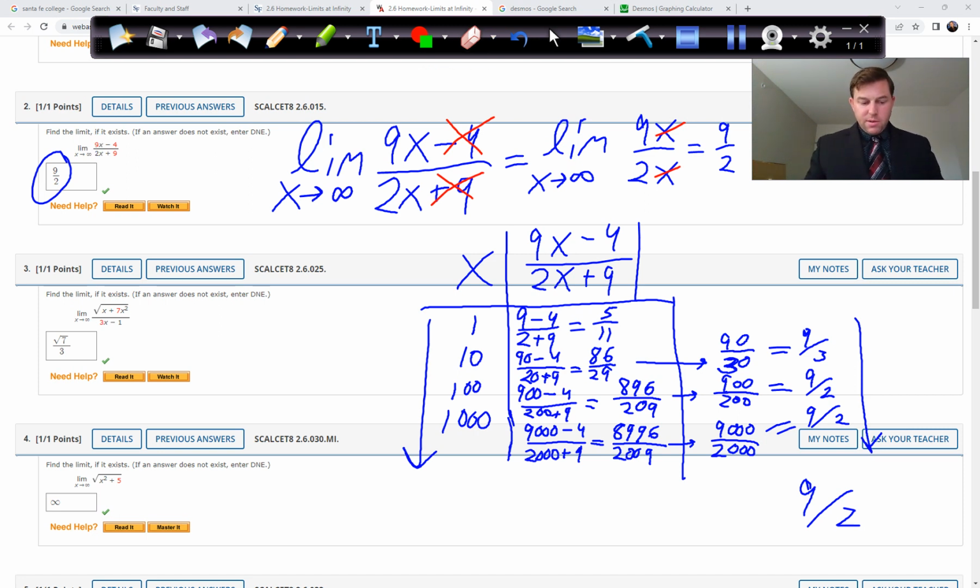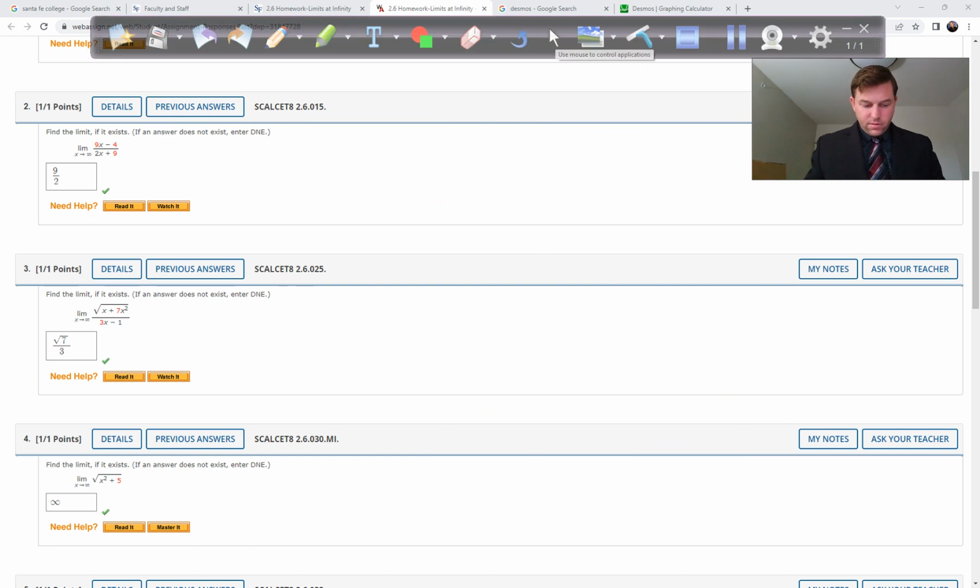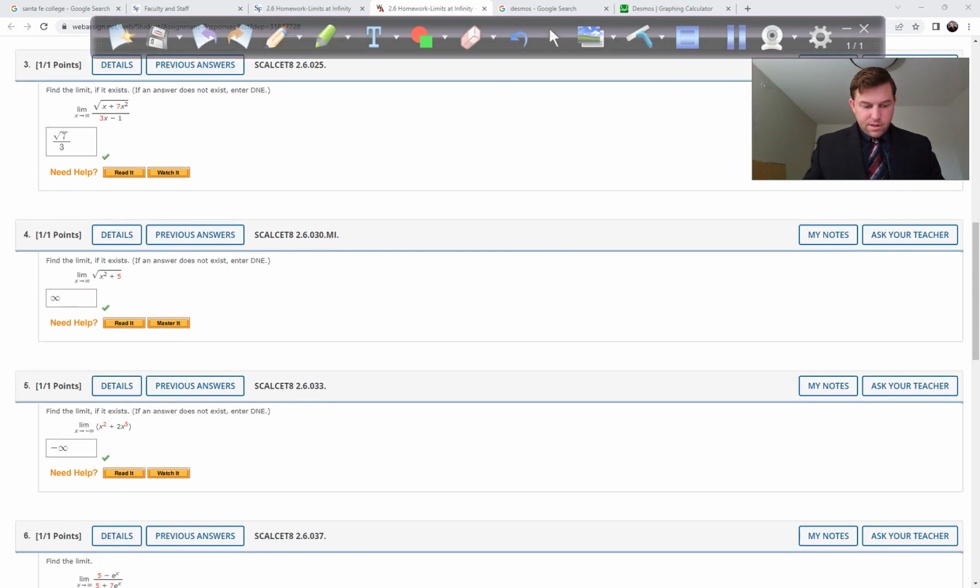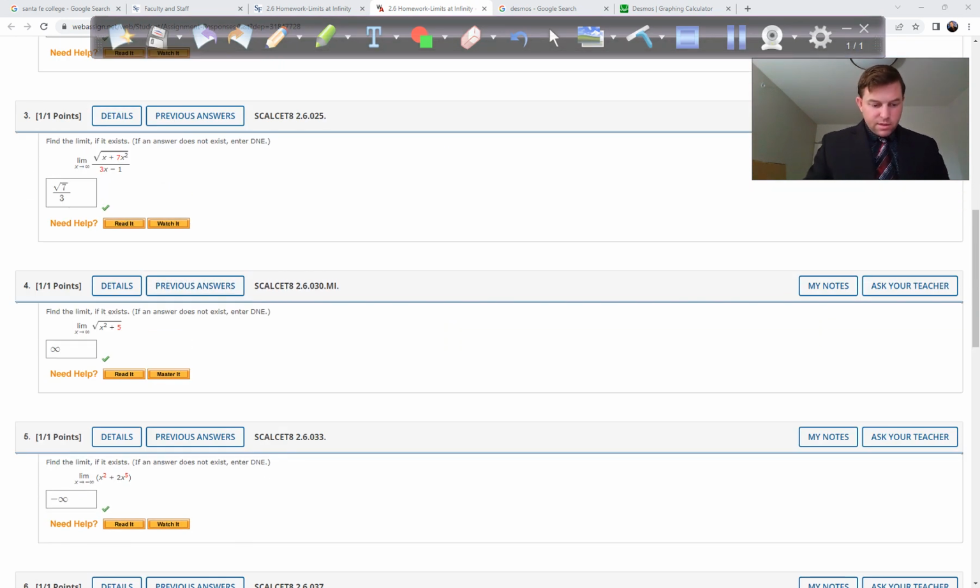Okay, we're going to use the same idea for problem 3. So it says find the limit if it exists, and then put d and e if it does not exist. Okay, so in this one, I'm going to show you another way to do it. Let's keep it the same way.